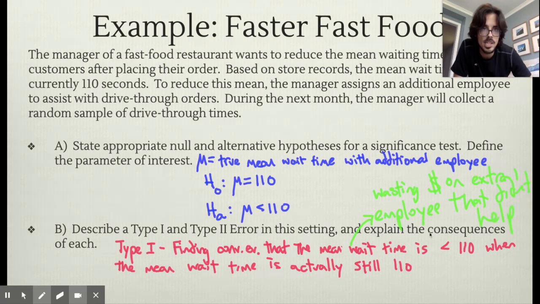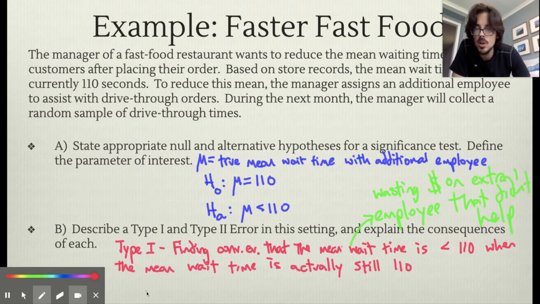Talks about explaining the consequences of each one. So a type 1 error is what I wrote down in red right there. A consequence would be I just paid an extra employee, so I'm losing money as the person who owns the restaurant, and it didn't help my wait time. Okay? Try out a type 2 error, and same thing, pause the video so you can try it out yourself, but I'll go ahead and talk through it right here.